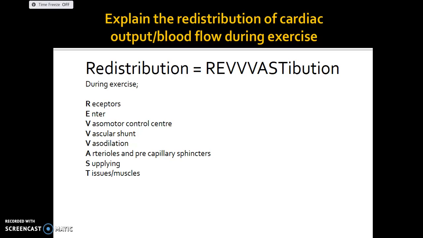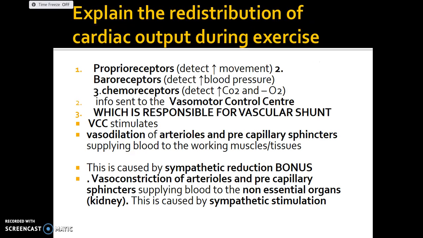So the vasomotor control center stimulates this concept of vascular shunt, the redistribution. In order to do this, something has to happen to the width of the vessels, and this is called vasodilation. Vasodilation of two specific vessels, and you cannot just put 'vessels', you will not get the mark for it. The two vessels are the arterioles and the precapillary sphincters, and they supply the working muscles or tissues. Okay, so that then allows us to oxygenate those muscles. So that's how it works. That's how it would look in an answer.